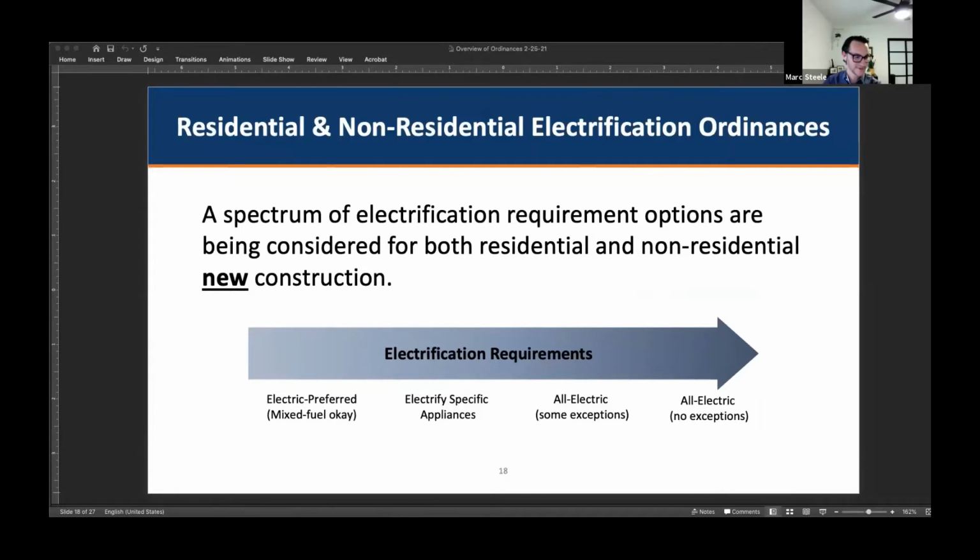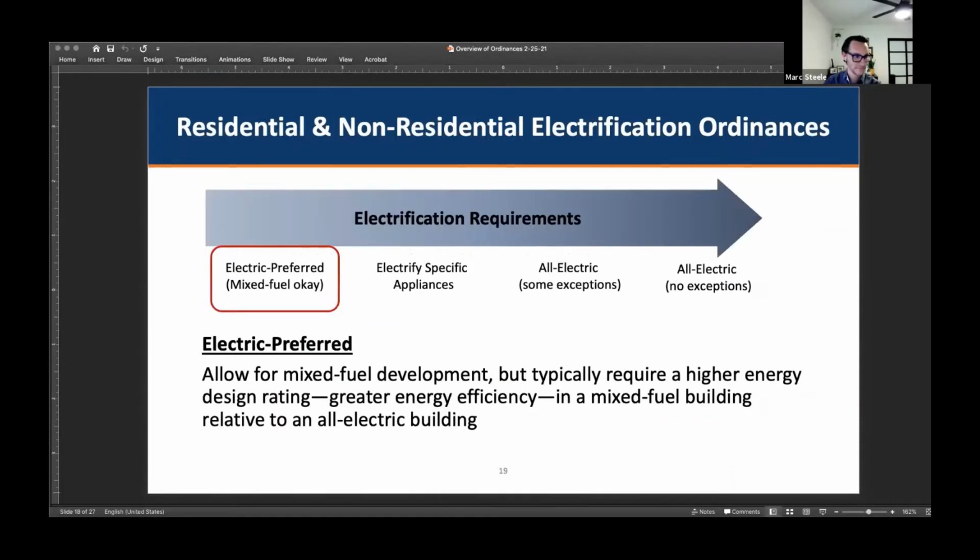And while the spectrum applies to both residential and non-residential requirements, just keep in mind that the requirements that the city of Encinitas ultimately decides to go with don't necessarily need to be the same for both residential and non-residential construction. So there could be a difference in requirements for those two building types. So let's walk a little bit through what each of these different categories include.